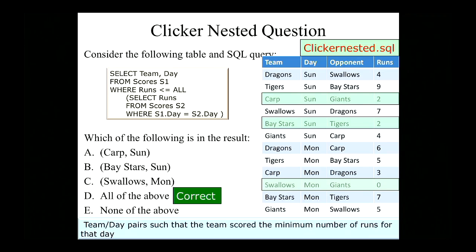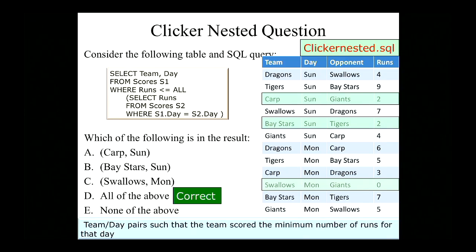Because even with 0, 0 is going to be returned as part of that select runs, right? And you want it to be smaller than all of those, and it's never going to happen. So it's going to return nothing, empty.